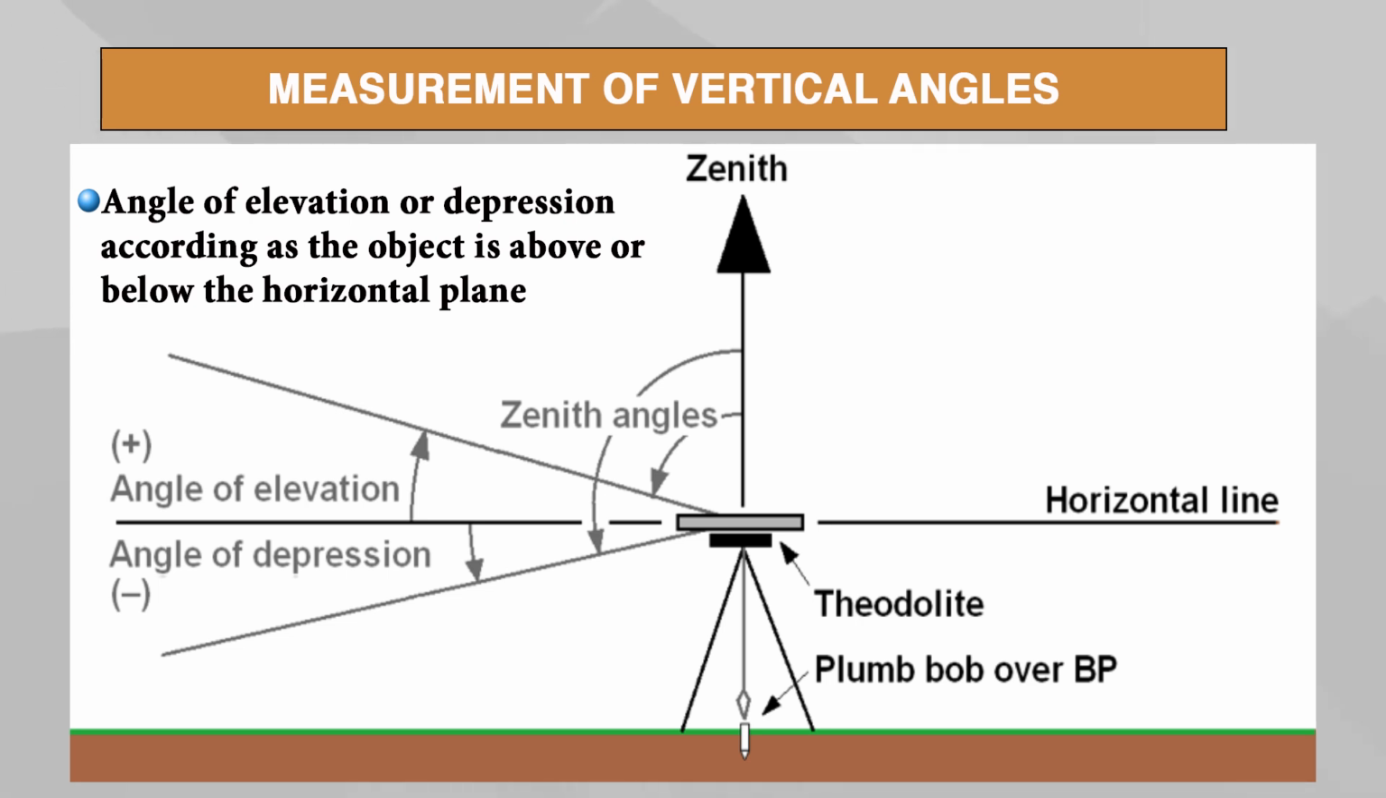It can be positive, it can be negative, because if the object is above the line of sight, it will be referred to as the angle of elevation, and suppose if the point is below the line of sight, it will be termed as angle of depression. That depends on whether the object is above or below the horizontal plane.